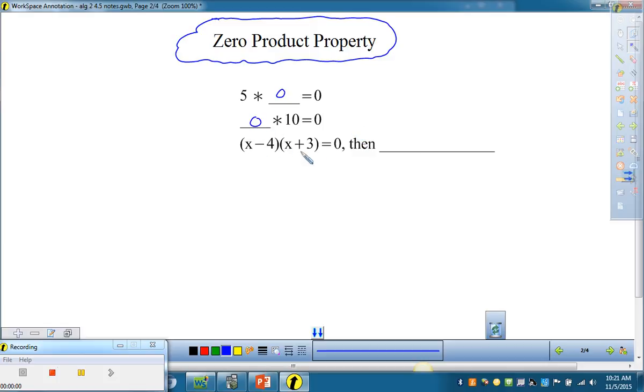So if x minus 4 times x plus 3 equals 0, then we are going to get a 0 when x minus 4 equals 0, and when x plus 3 equals 0. Right? Because if this equals 0, we get a 0, and if this equals 0, we get a 0. And then we can solve for the x. So when I solve this, I get x equals what? Careful, solve for x in that one. We add 4 to each side, and we get x equals 4. And we subtract 3 from each side here, and we get x equals negative 3.